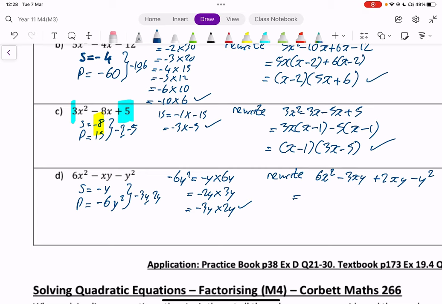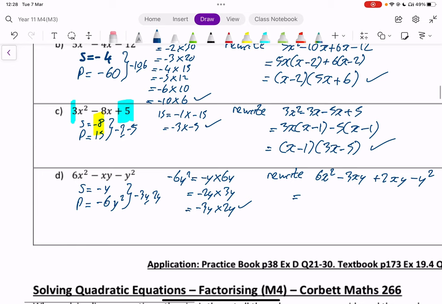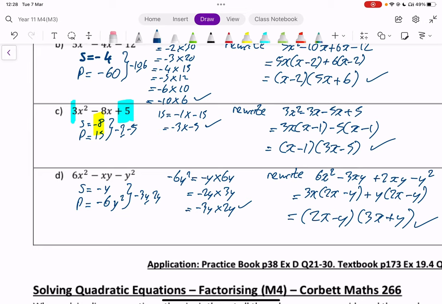And then that will factorize just to give you 3x could come outside the bracket. So 3x could come out, leaving you 2x minus y. And over here, y could come out, leaving you 2x minus y. Again, do this robotically. Write down your common bracket, and then what do you have? 3x plus y, multiplying it, and that's us done.